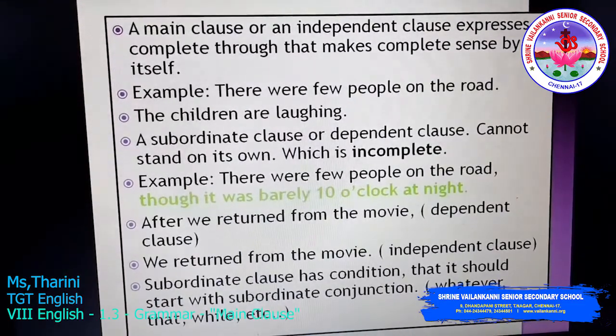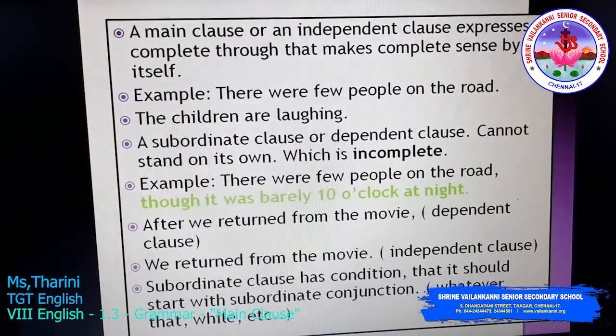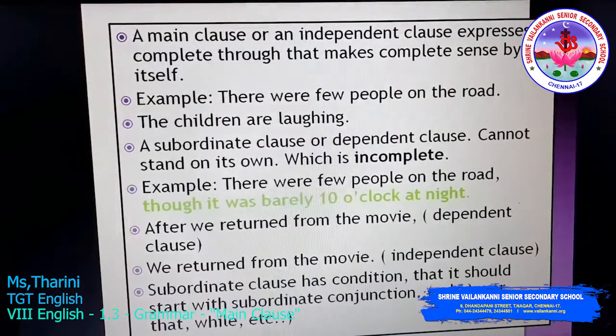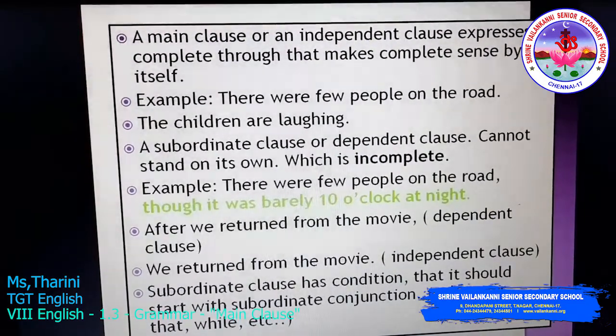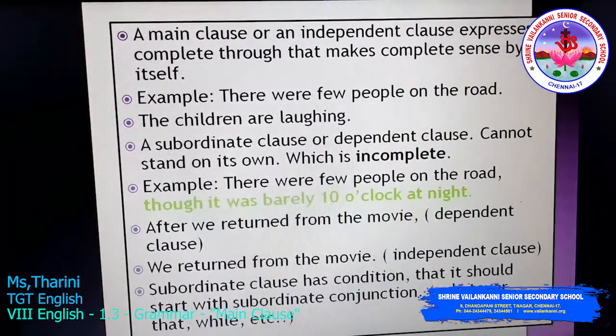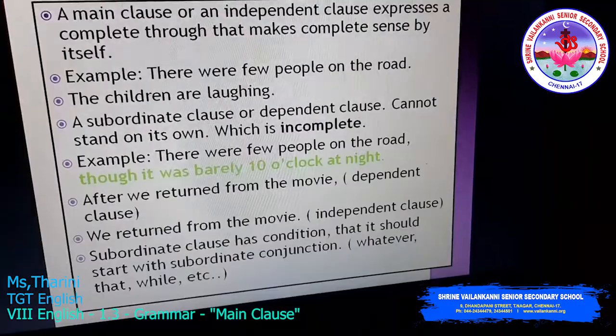We returned from the movie. Now we'll take off after. We'll take it off. Now I've given you the sentence. We returned from the movie. So this is an independent clause, a complete sentence.